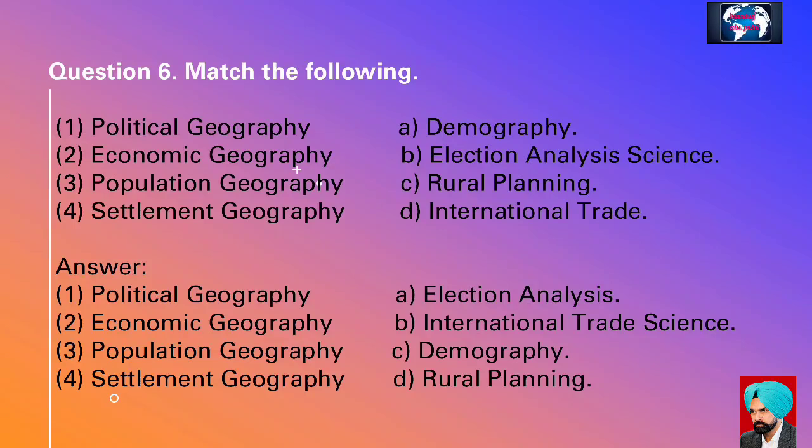Answer: 1. Political geography. A. Election analysis. 2. Economic geography. B. International trade science. 3. Population geography. C. Demography. 4. Settlement geography. D. Rural planning.